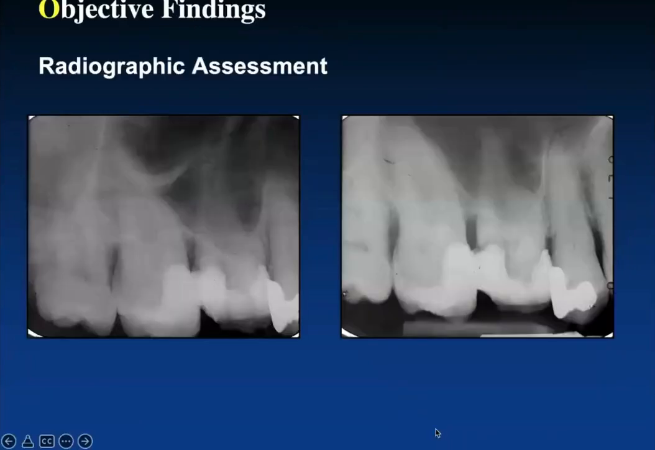Now, for the objective findings and the radiographic assessment. This case on the left shows an X-ray taken in a bisecting angle. It was taken by a general dentist who referred the patient for tooth number 16. He suspected that there is an infection under that tooth and he needed an endodontic assessment by the endodontist. However, the X-ray on the right side shows a periapical X-ray taken by the endodontist with the parallel technique.